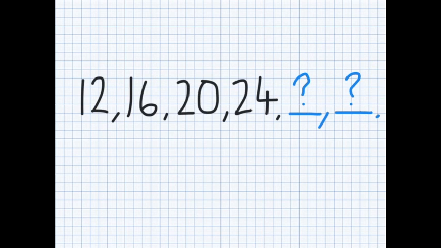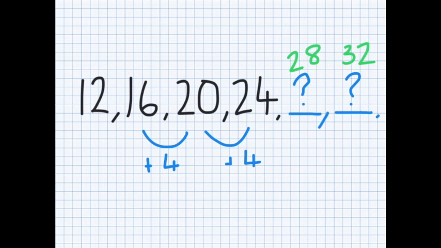12, 16, 20, 24. We can see that with each step of the pattern, we are simply adding 4. So therefore the next number will be 28. The next number will be 32.